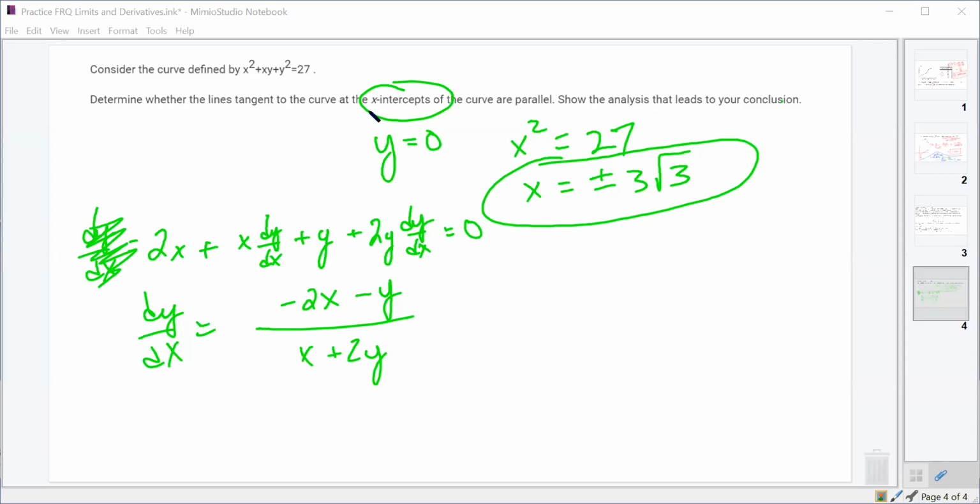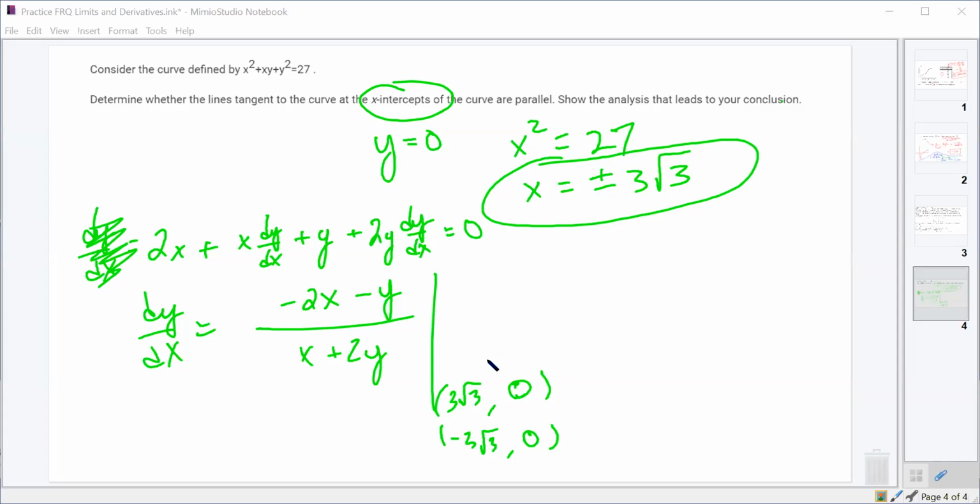Okay. So now we need to figure out what is that at the point 3 root 3 comma something and negative 3 root 3 comma something. Well, what are those values for y? We should know. Should be 0, because those were our x-intercepts, right? So any y values are going to be zeros, and we'll plug in our x values.